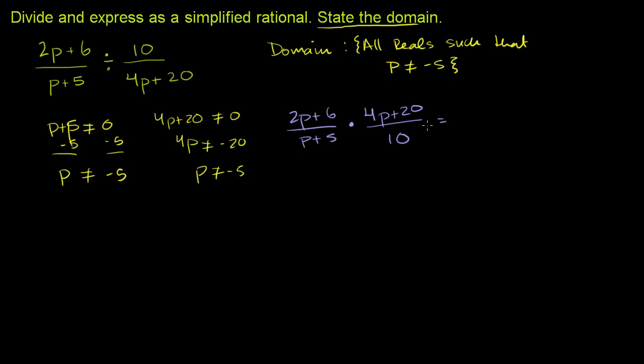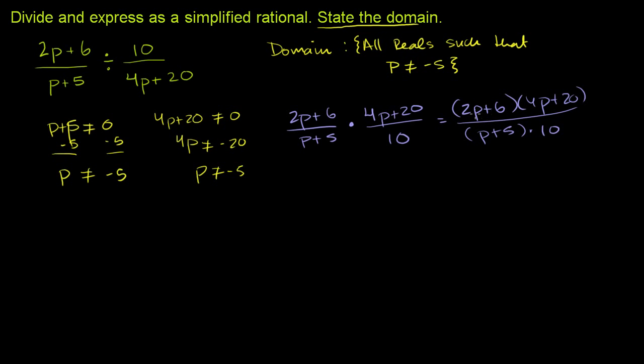Now, this is going to be equal to 2p plus 6 times 4p plus 20 in the numerator. I won't skip too many steps, so let me just write that. 2p plus 6 times 4p plus 20 in the numerator, and then p plus 5 times 10 in the denominator. Now, in order to see if we can simplify this, we need to completely factor all of the terms in the numerator and the denominator.